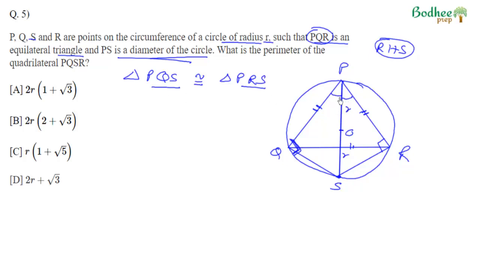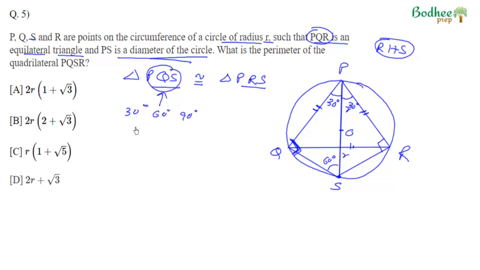The complete angle is 60 degree. Why so? Because it's an equilateral triangle. So each of these angles will be 30 degree, right? Now just focus on this triangle PQS. This is 30, this is 90. So obviously this will be 60 degree. So we can say that this is a 30, 60, 90 degree triangle.